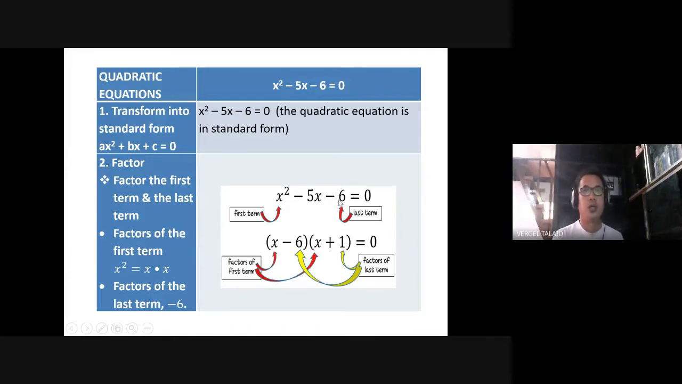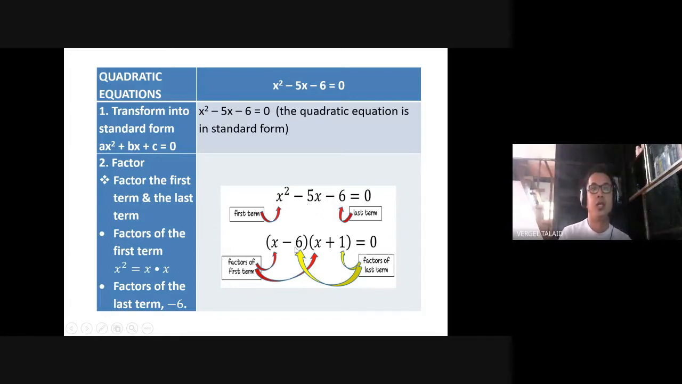So factor first the first term. What are the factors of the first term? X squared, we have x times x. So we have here x, and we have here x. Then factor the last term. So you are going to factor negative 6 such that the sum is negative 5. Again, look for the factors of negative 6. If you are going to get the sum of the two factors, the result is the linear term negative 5.